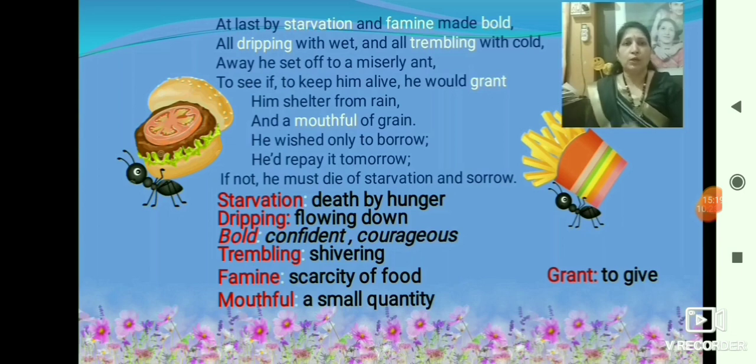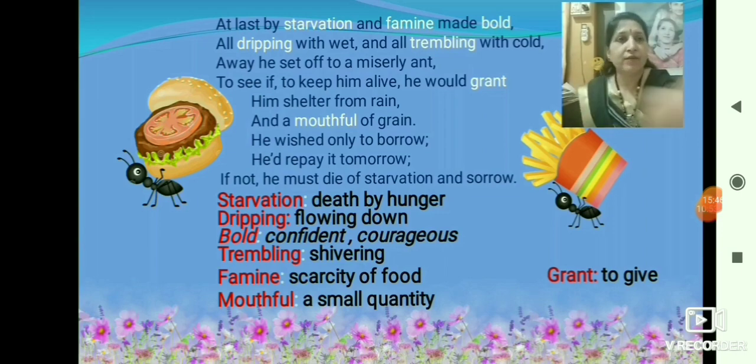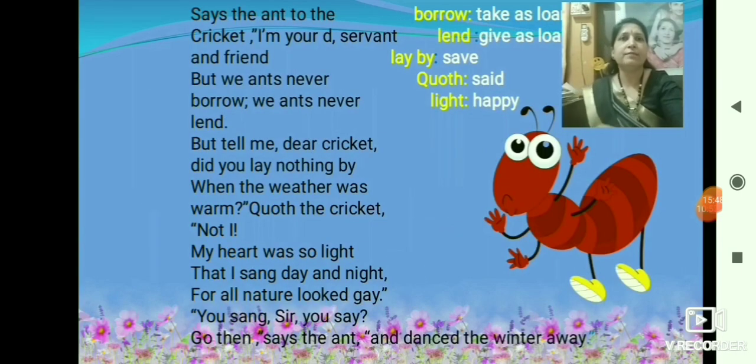If not, he must die of starvation and sorrow. If not, suppose the ant says no to me, then what happens? He must die of starvation and sorrow. I already told you the word starvation. Word meanings are given at the bottom, students can note them down. Okay, we go further to the next slide.